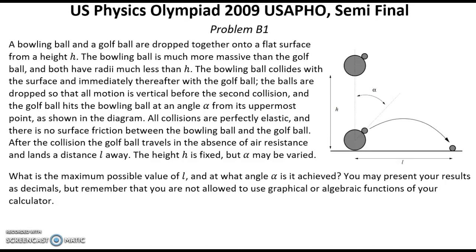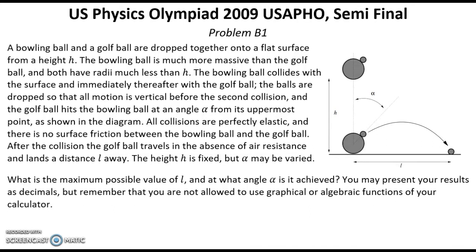After the collision, the golf ball travels in the absence of air resistance and lands a distance L away. The height h is fixed, but alpha may be varied. Question. What is the maximum possible value for L, and at what angle alpha is it achieved? You may present your results as decimals, but remember that you are not allowed to use graphical or algebraic functions of your calculator. Solution. First, let's count the speed of the bowling ball and golf ball.